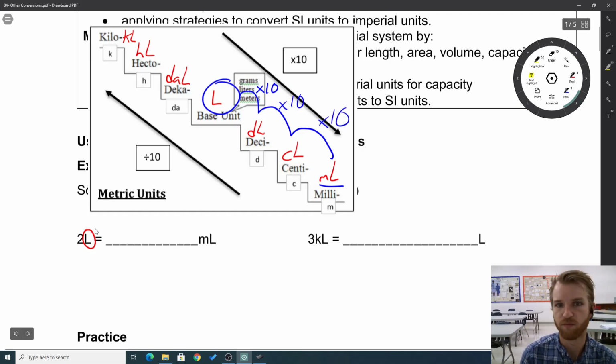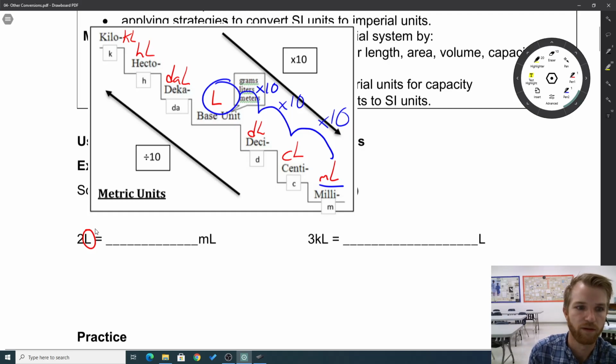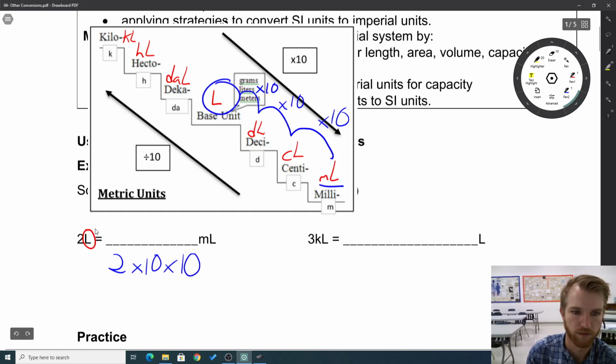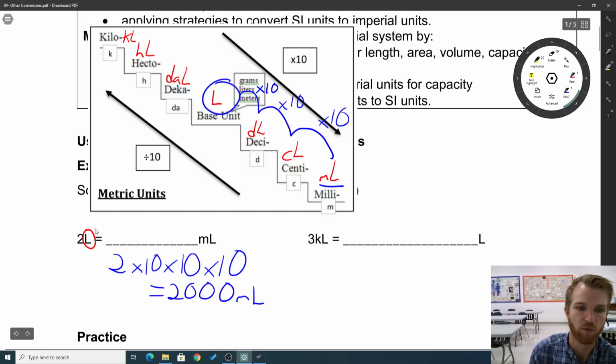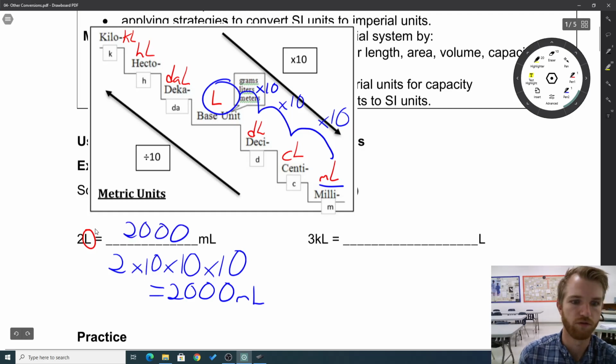Okay, you cannot say times 30. That is not going to give you the right answer because 10 times 10 times 10 is not 30. It is 1,000. Okay, so what you would need to put into your calculator would be 2 times 10 times 10 times 10. Okay, and that is going to give you 2,000 milliliters. Okay, and we would put that here. That would be our answer. 2 liters is the same thing as 2,000 milliliters.